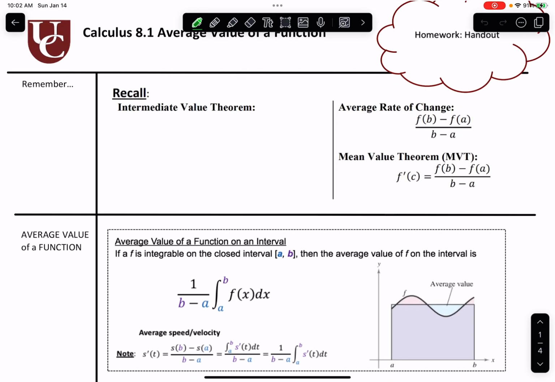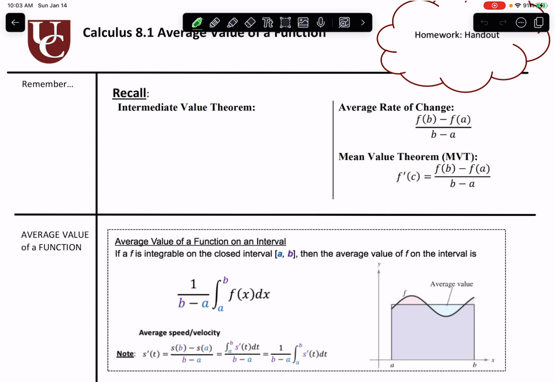I am teaching Calculus Lesson 8.1, Average Value of a Function. So let's just get started. There are three things to remember to make this make sense. We'll go through them, and it's good review anyway.